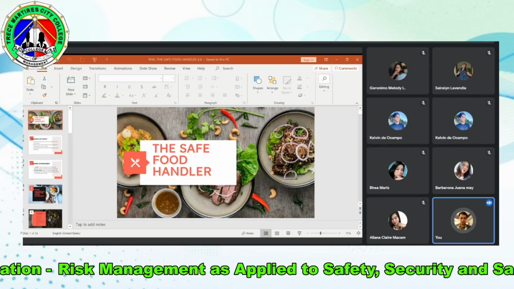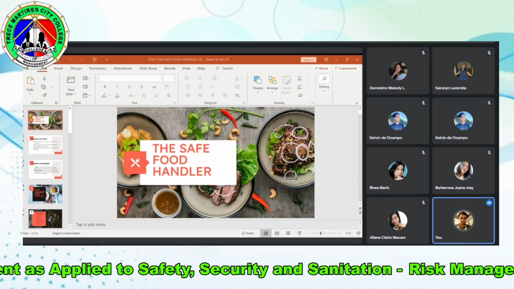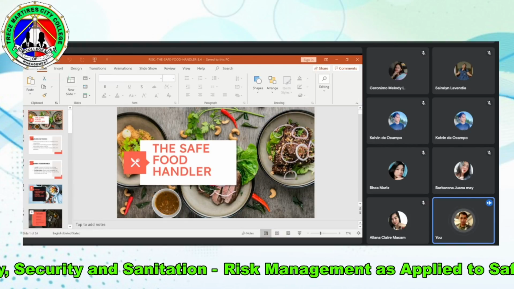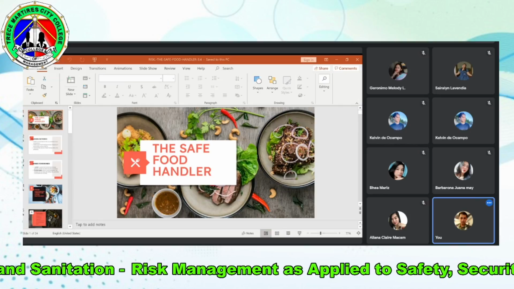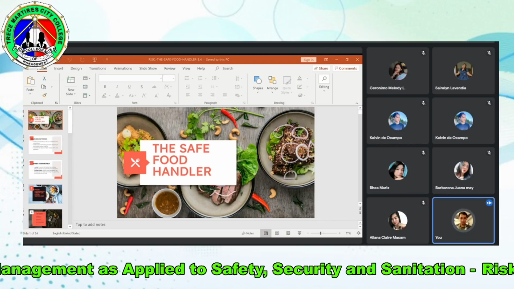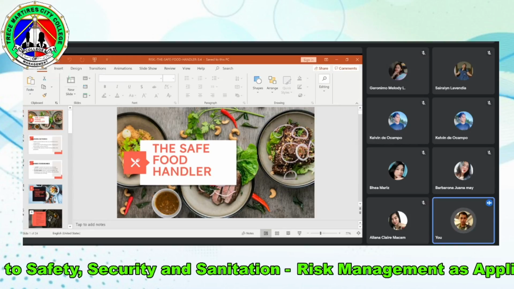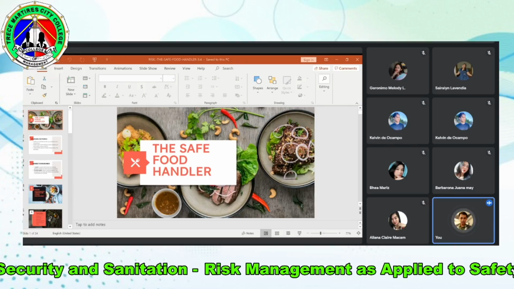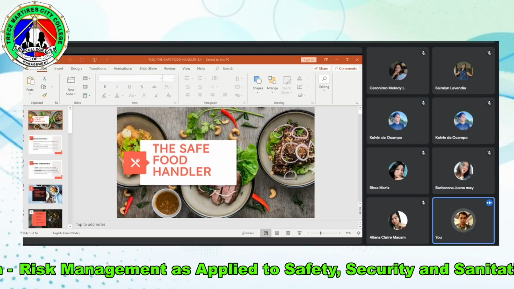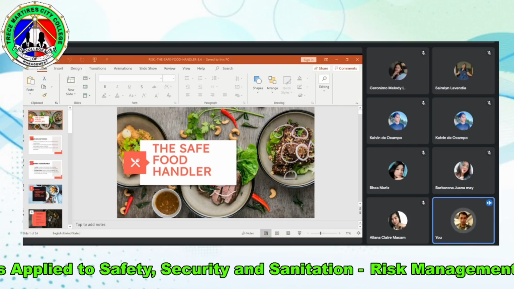So with this, I will just discuss an activity. Aside from the quiz that I will be giving to the students, I will be giving an activity for this lesson, an activity that might be considered as your project in the whole of the risk management.